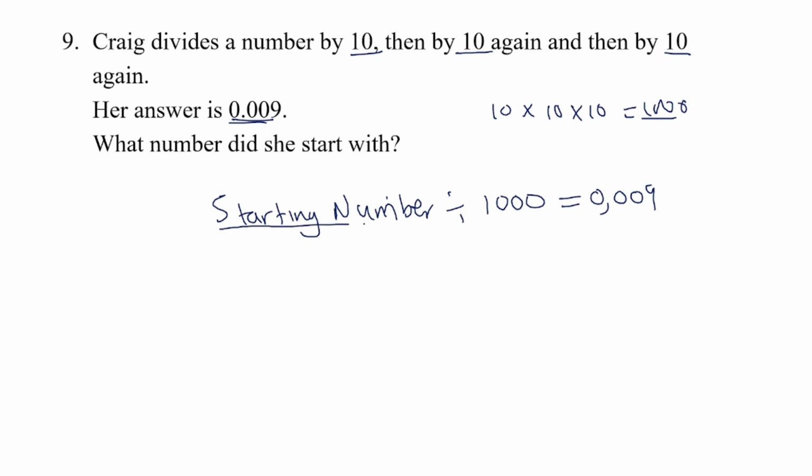We want to get the starting number. We have to do the inverse of dividing by 1000, which is multiplying by 1000. The opposite of dividing by 1000 is multiplying by 1000. So it's 0.009 times 1000. Then we're moving the decimal point to the right. How many times? 3 times. It's 1, 2, 3. So it means our answer is 9.